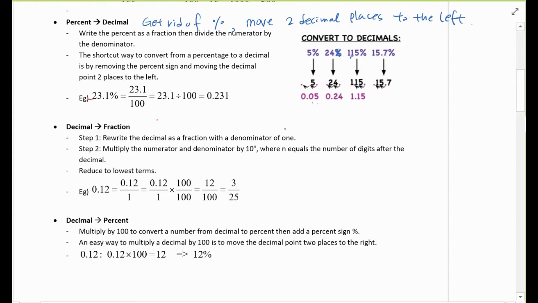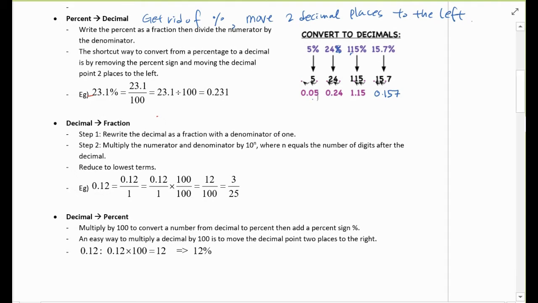15.7%. You have to get rid of the percent sign. And your decimal place is here. So starting from here, you move 2 decimal places. Then that becomes 0.157. Okay? So this is a shortcut way of doing this. Alright?